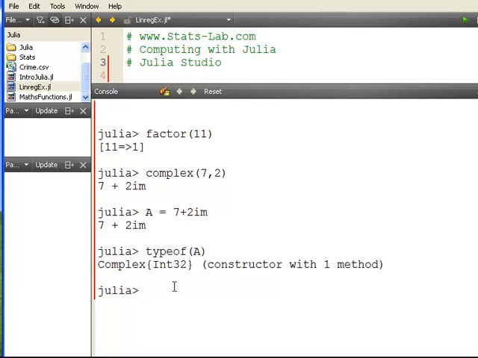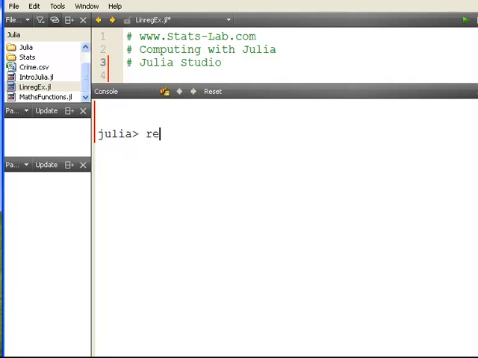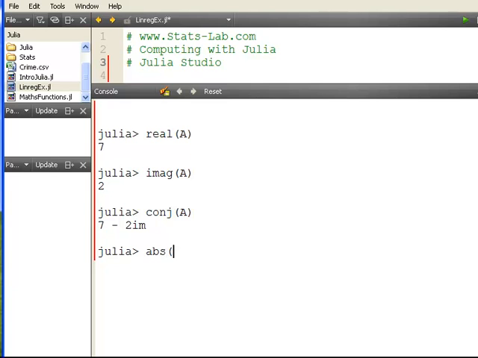There's a couple of commands that are related to complex numbers. They're straightforward enough. For example, real of A is the real component of A. You can have the imaginary component, which is 2. You can have the complex conjugate of A, which is 7 minus 2im. You can also have the absolute value, which is 7.28. So far those are the only functions related to complex numbers I can find.